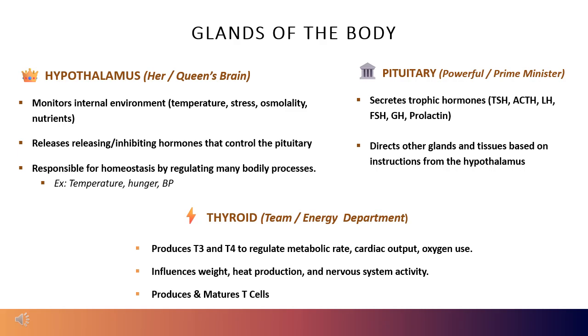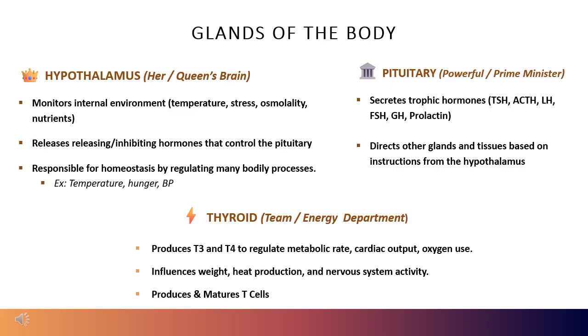But for your hypothalamus, it basically controls the control center of the entire endocrine system. It sits in the brain and constantly monitors things like temperature, stress, hunger, and the body's internal balance. So when something needs adjusting, the hypothalamus is going to send chemical signals to the pituitary to either start or stop releasing hormones. In short, it's like the boss of the boss. It tells the pituitary what to do, and then the pituitary can go ahead and tell the rest of the glands what to do.